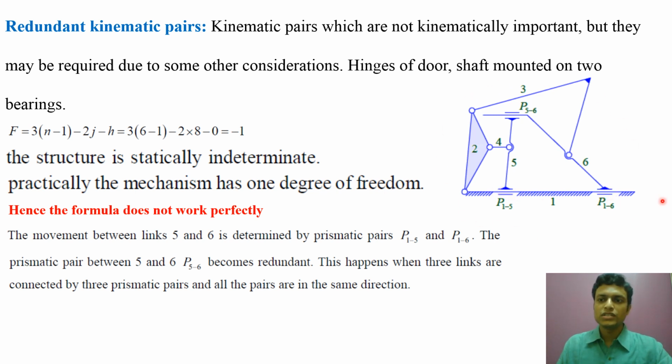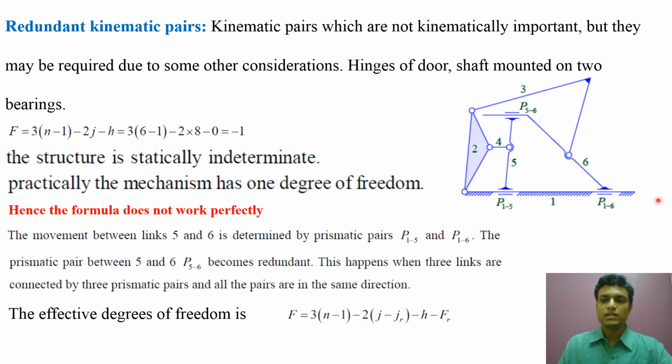So by this concept we can now modify our formula for the effective degrees of freedom, and that becomes what? F equals 3 into (n minus 1) minus, modified here for redundant kinematic pairs, 2j minus jr minus h minus fr. The new term is jr, and jr is the total number of redundant lower pairs.